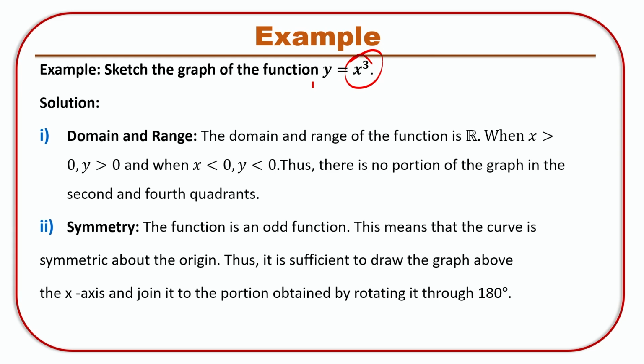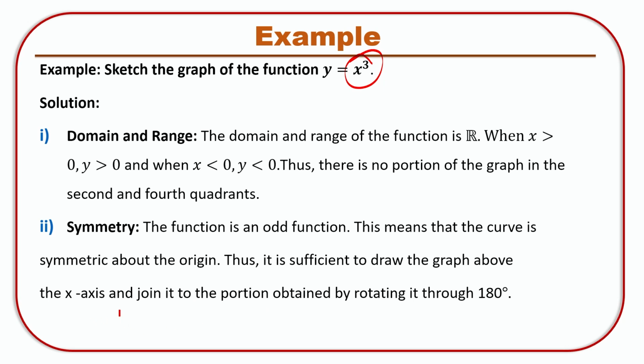When x is greater than 0, y is obviously greater than 0. But when x is less than 0, y is less than 0. That means to the right of the y axis, for x greater than 0, y is always greater than 0, and to the left, for x less than 0, y is less than 0. Regarding symmetry, since the function is an odd function, the curve is symmetrical about the origin, right? Thus it is sufficient to draw the graph above.